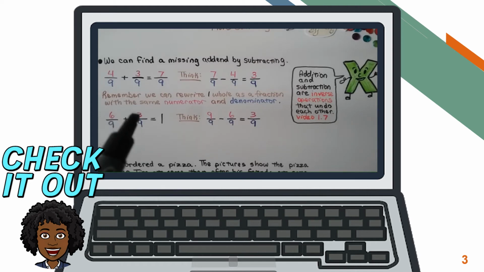6/9 plus 3/9 is equal to 9/9. That's equal to 1 whole.